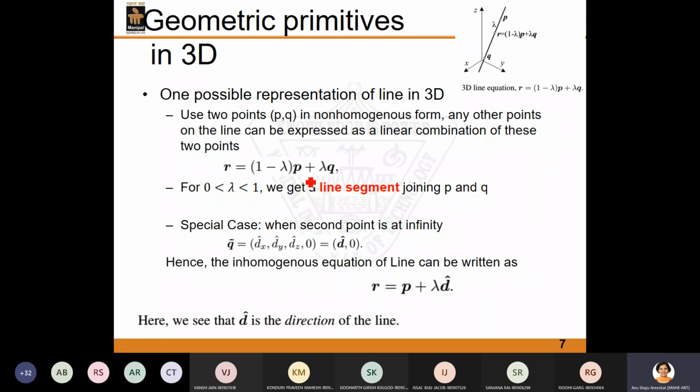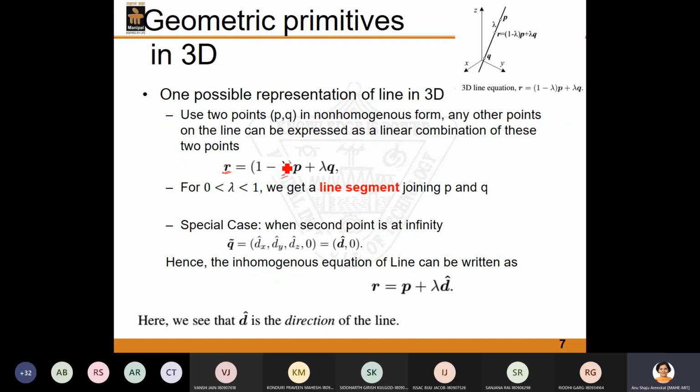Here I'm assuming that p and q are 2 points, and the line defined by this equation passes through these 2 points p and q. This line is basically this r. We are introducing another parameter, lambda, and by varying this lambda, I get the different points which lie along this particular line.